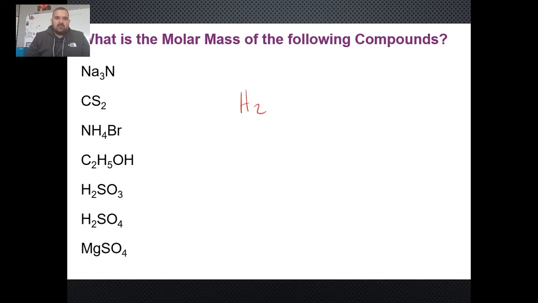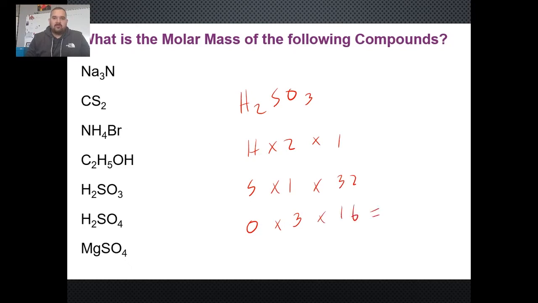Last one I'm going to do is H2SO3. So we write out all the elements in the compound. We have hydrogen times 2, sulfur times 1, and oxygen times 3. Then we put in the molar mass. Hydrogen is 1. Sulfur is 32. And then oxygen is 16. So 16 times 3, I'm going to use my calculator. That's 48. Then 32 and 2. We add these together, and that gives us 82. Did we all get 82? All right. So that's going to be it.